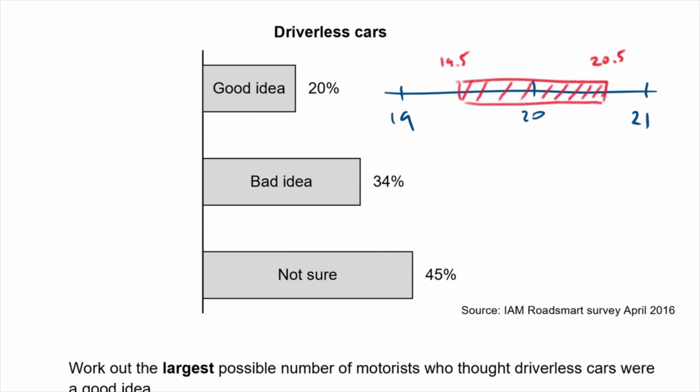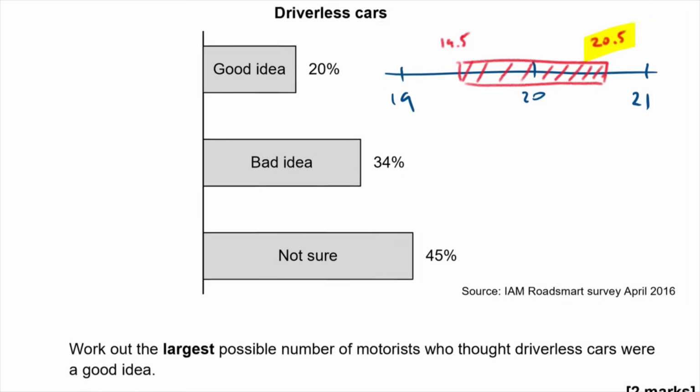The largest possible is going to be the larger of those percentages then, isn't it? So I'm going to be using this upper limit then, 20.5, to calculate. Now obviously 20.5 you round up to the next value up, 21, but it still is the boundary and is still the one we calculate with.